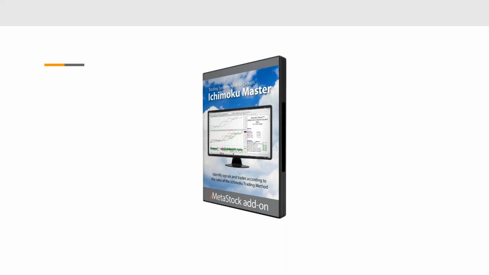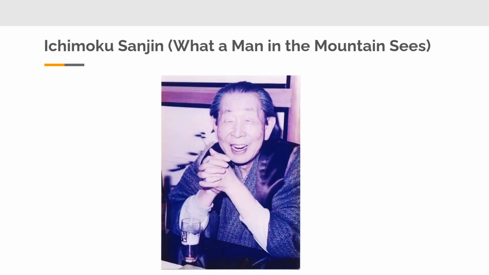Ichimoku is a very, very cool indicator. So let's jump into it. This gentleman here is Goichi Hosoda, and he is the developer of the Ichimoku method. He developed it for his own personal use. Ichimoku Sanjin, if you're interested, is the name that he went by, and it roughly translates to what a man in the mountain sees. Goichi Hosoda is the person that made the Ichimoku method popular. He developed it for his own internal use, and I believe he released it about 60 years later.